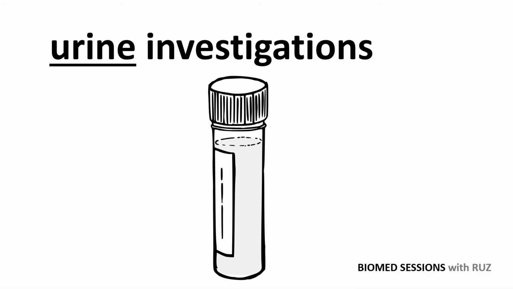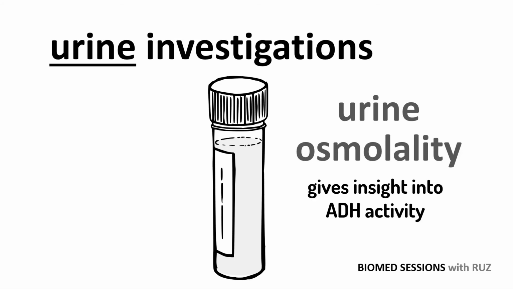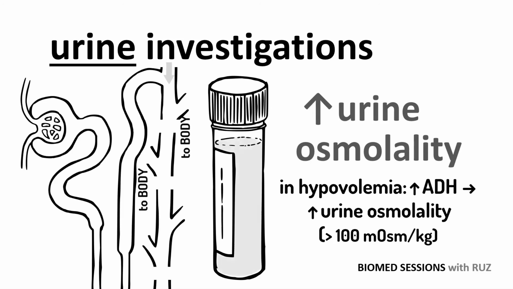Step 3. Let's take a look at the patient's urine. First, urine osmolality, which gives an insight into ADH activity. In hypovolemia, you will expect concentrated urine with an osmolality of over 100 milliosmoles per kilogram, as the body wants to restore the blood volume, so it deploys ADH to aid in water reabsorption in the kidneys.